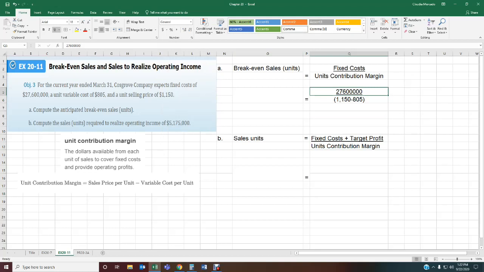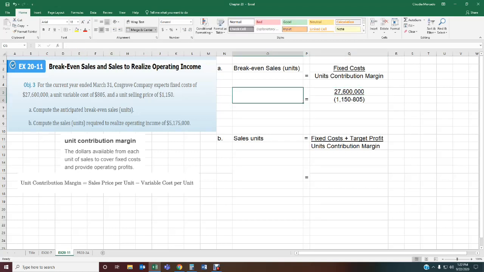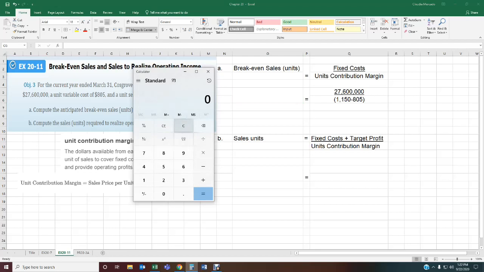So this is what we have. Let me just put some commas. My fixed cost is $27,600,000. Your unit contribution margin is your sales price of $1,150 minus your variable cost of $805. Let's see what we get when we plug that into our calculator. I know that $1,150 minus $805 is going to give me $345. So it'll be $27,600,000 divided by 345. That's going to give me 80,000 units.